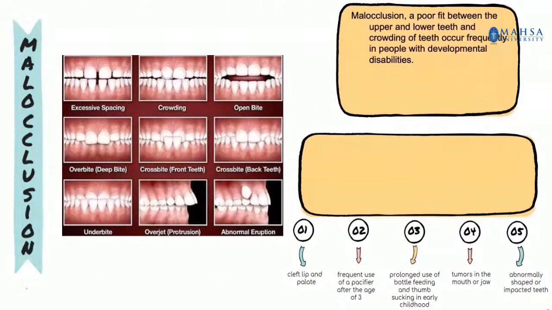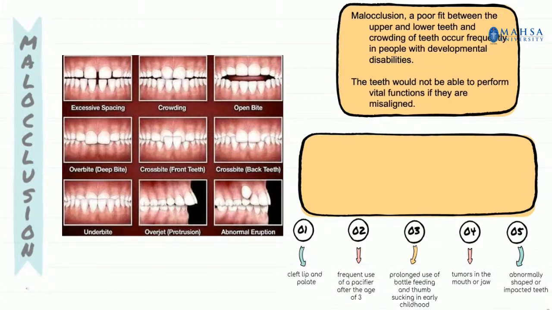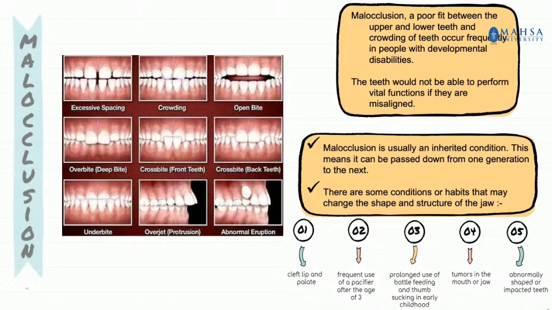Malocclusion is the poor fit between the upper and lower teeth, and crowding of teeth occurs frequently in people with developmental disabilities. The teeth will not be able to perform vital functions if they are misaligned. Malocclusion is usually an inherited condition. This means it can be passed down from one generation to the next.